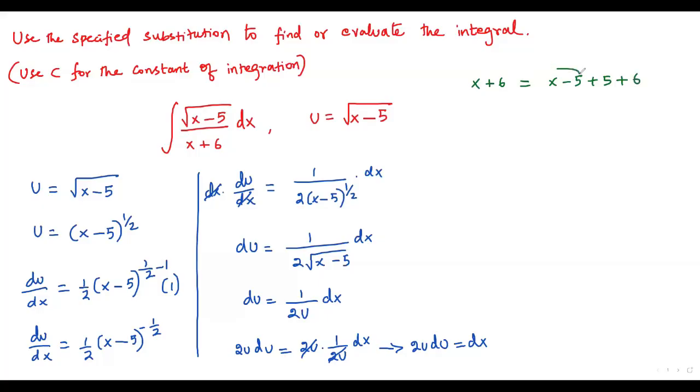Okay, I have subtracted 5 from x, and to balance that I just added 5, so that it will become 0 pair. Still this is equal to the original stuff x positive 6. Then we get x-5, and we can combine this positive 5 and positive 6, and I'm getting positive 11.